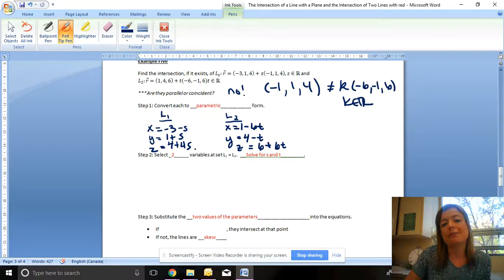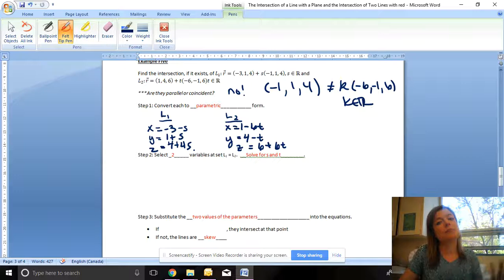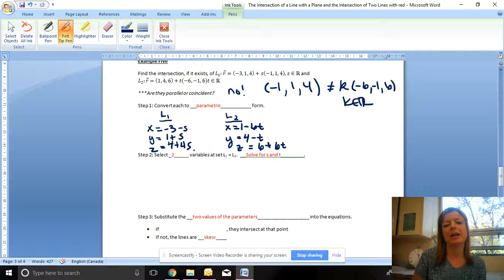Solve for s and t. That will give me the parameters that will make x and y equal. Then I take those two parameters, and if they make the z's the same point, we got our point of intersection. And if they don't make the z's the same point, it's skew. So that's what we're doing.